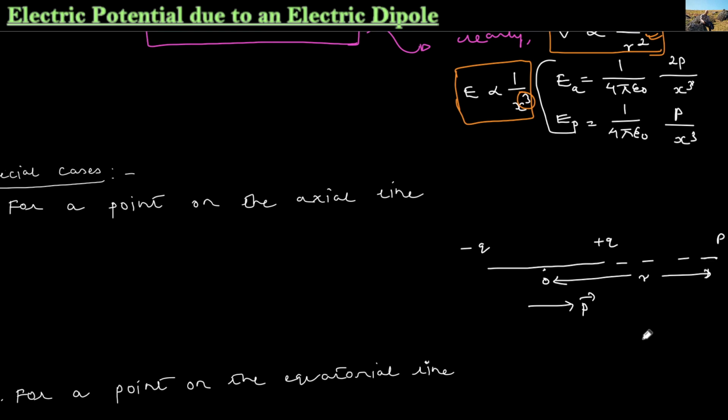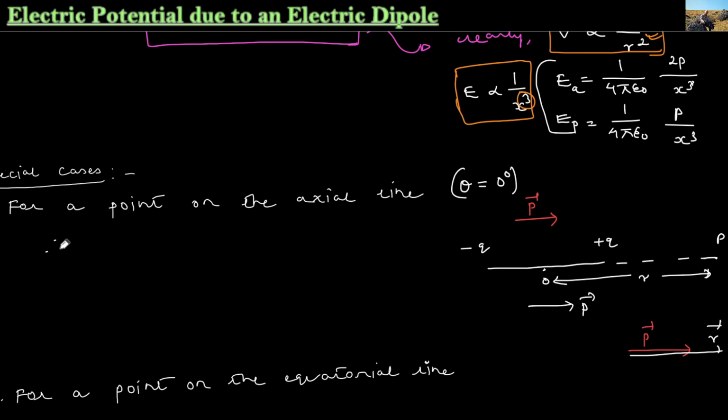So it is very clear that if you choose only the vectors, the p vector is acting in this direction, and the r vector is acting in this direction, which means that both the p vector as well as the r vector are acting in the same direction. So in this case, the angle theta will be equal to 0 degree.